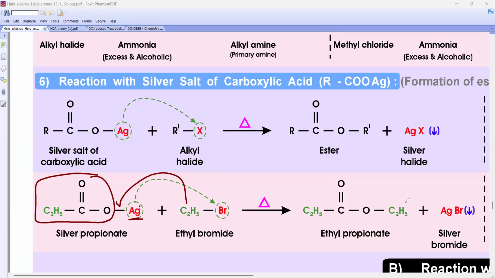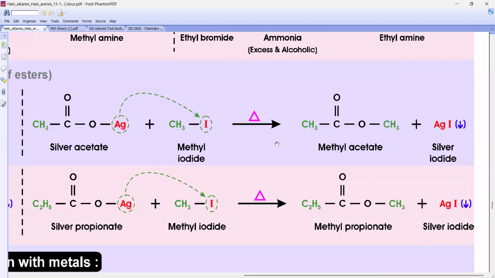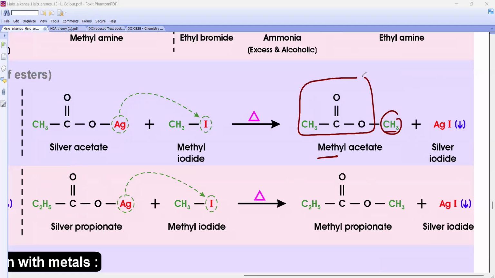Whatever group is with O, we write its name first. So this is ethyl, and this is propanoate. Are you getting it? In common name we say propionate, in IUPAC propanoate. Look at this example. Who is along with O? Methyl, so I have written methyl. How many carbons are remaining here? 2, a derivative of acetic acid. So methyl acetate. Are you getting it?